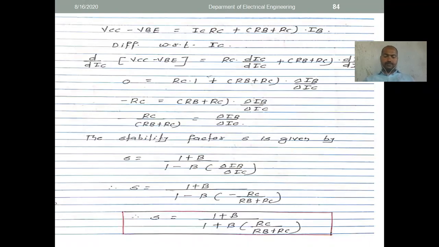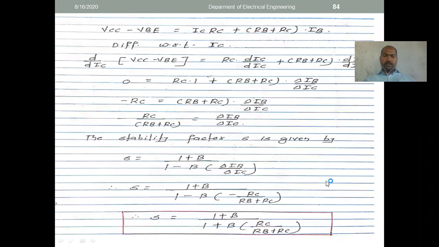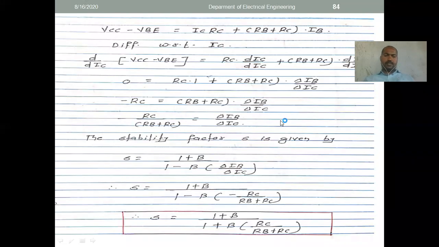See, now, VCC minus VB. Now see, this is the same IC into RC. We have taken it out. See here, IB is common. We have taken IB as common here. VCC minus VB is equal to IC into RC, taking IB as common, so IB into bracket of RB plus RC, right? So this is the equation.